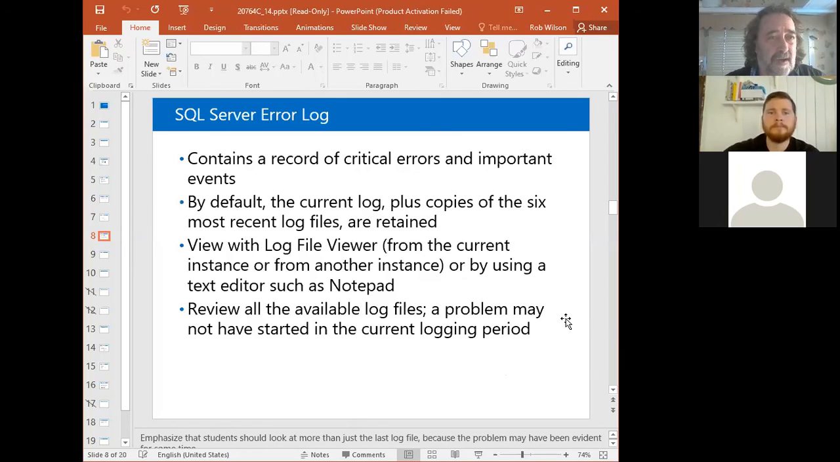Say the problem knocked off the HR database, and for some reason HR wasn't doing anything for a day. Then the next day they come in and say, hey, we can't get access to the database. The problem might not show up in the current error log. It might show up in one of the historical ones, so you might have to open error log 1 or 2 or 3 or 4 until you find something that gives you some kind of error information that relates to the database or the problem you're troubleshooting.